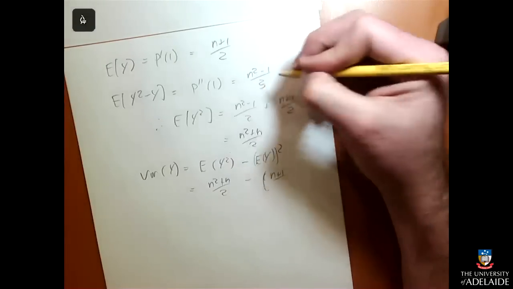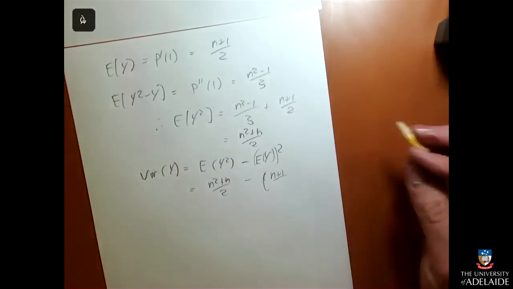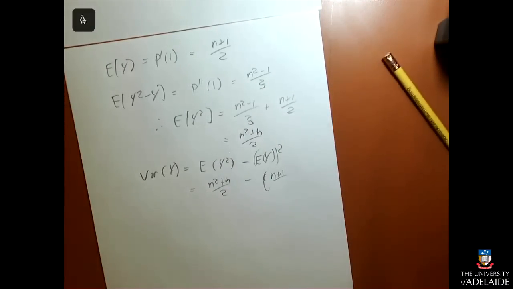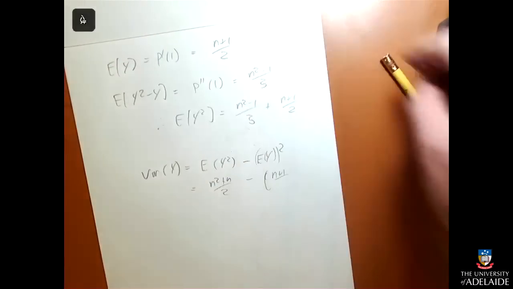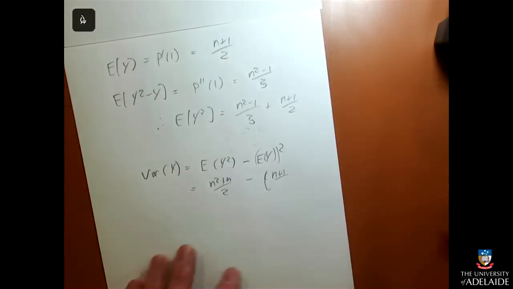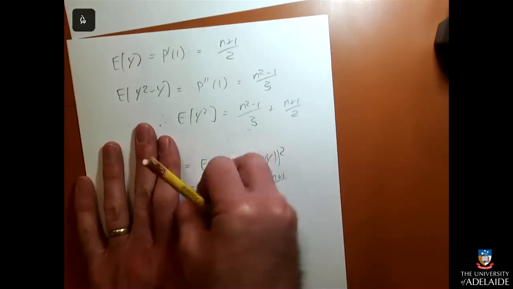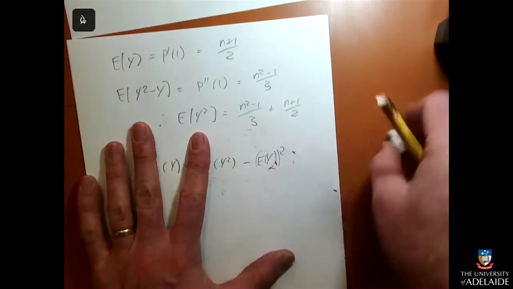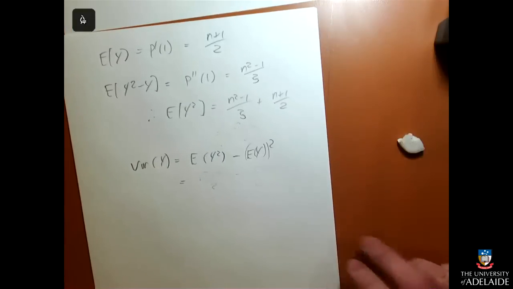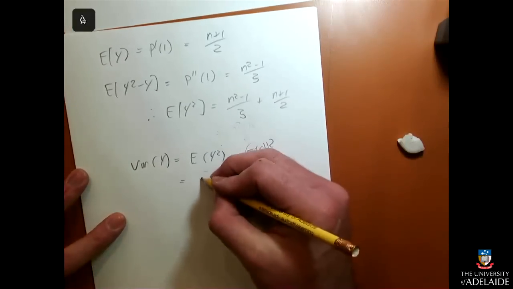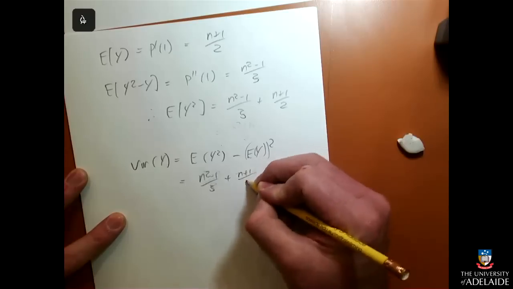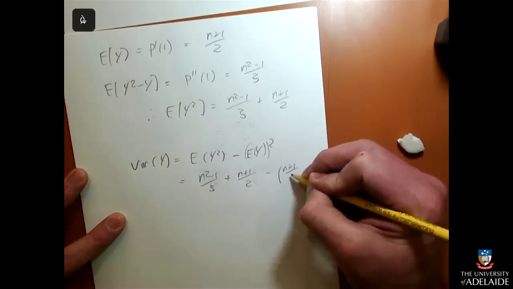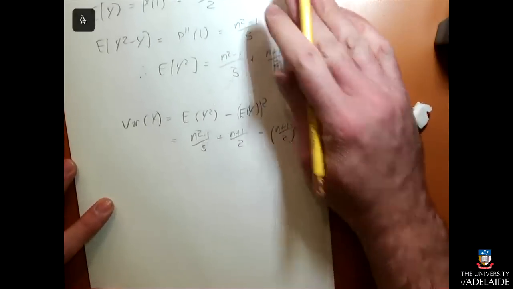Sorry, that's a whole other thing entirely. Let's just leave it like that. It looked too simple, didn't it? So n squared minus 1 on 3 plus n plus 1 on 2 minus n plus 1 on 2 squared.